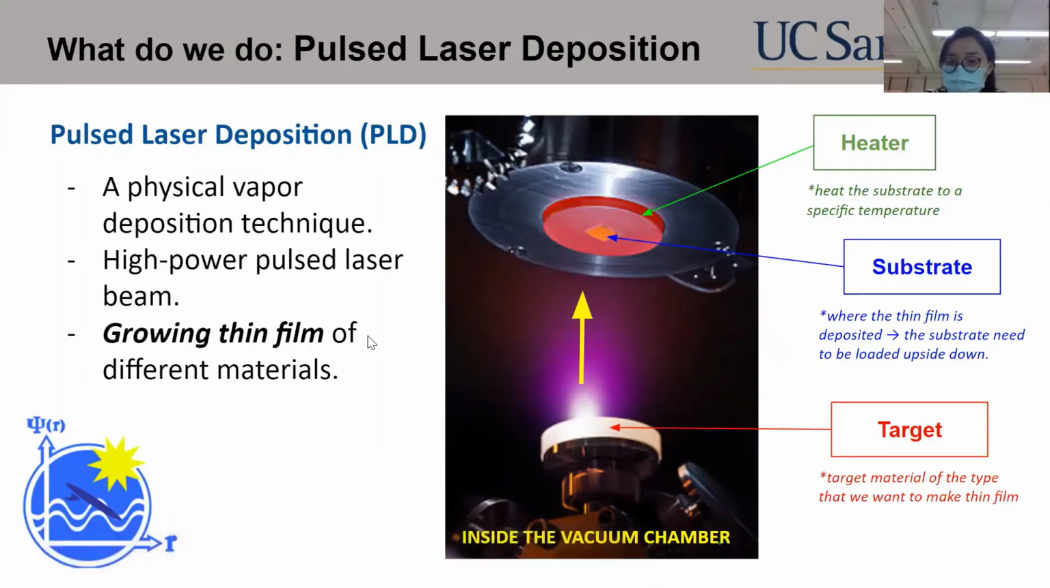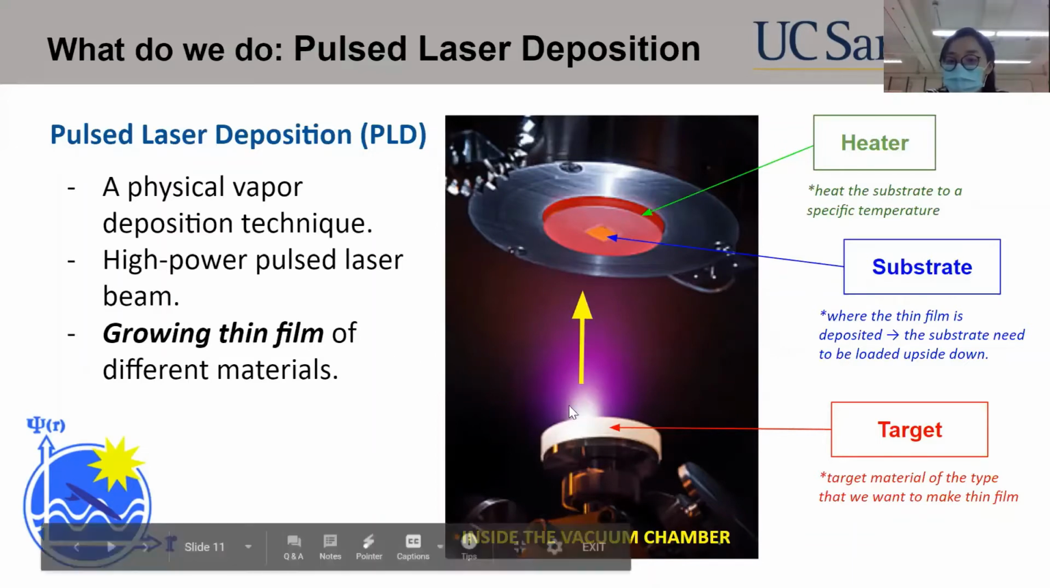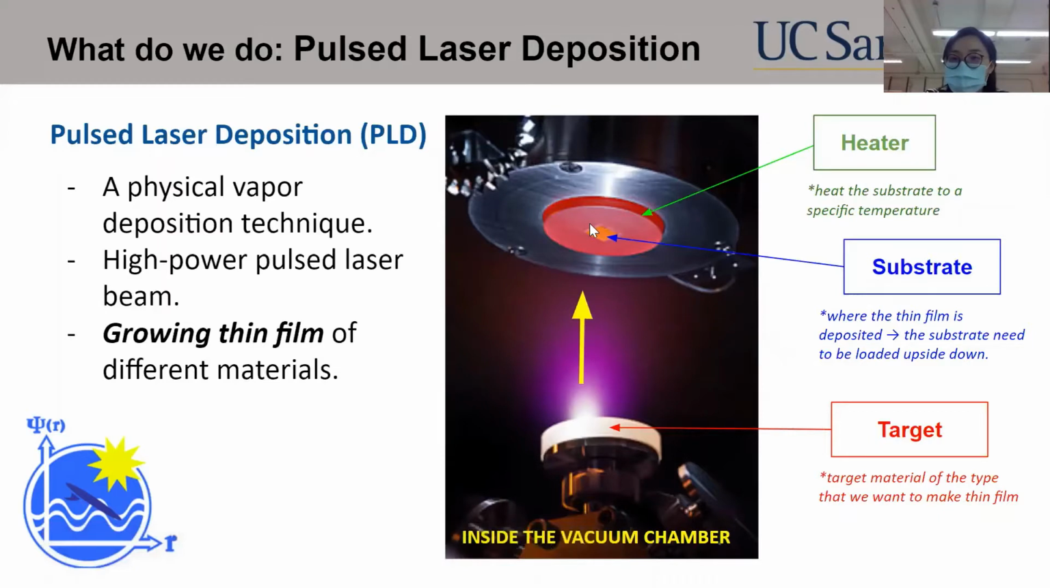So when you strike the laser beam on top of the target here, there's actually going to be a plasma plume on top of here, and then it's going to deposit onto the substrate, and the thin film keeps growing from there.